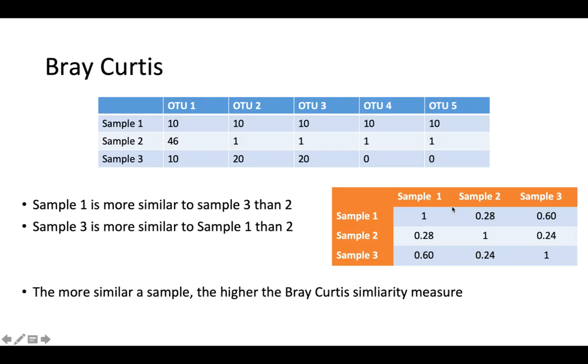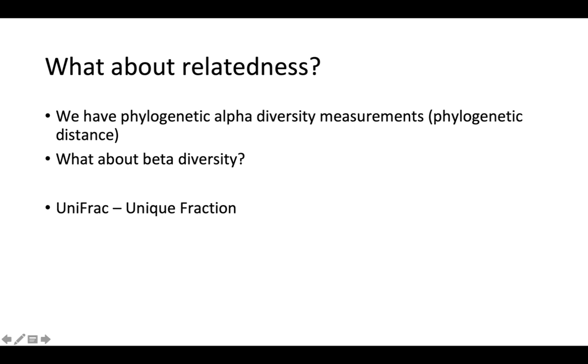And we can keep doing this for all the samples. And just remember that the more similar, the higher a Bray-Curtis similarity measure. So that was using just the abundance of different taxa within the samples. If you remember from alpha diversity, we also used relatedness, in a phylogenetic tree, to help determine how much diversity was within a sample. So we can do a similar thing for beta diversity when we're comparing two samples.